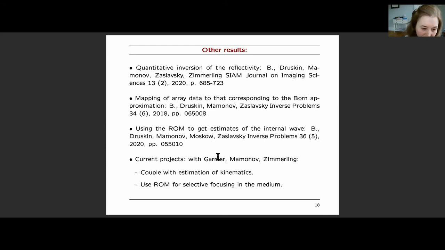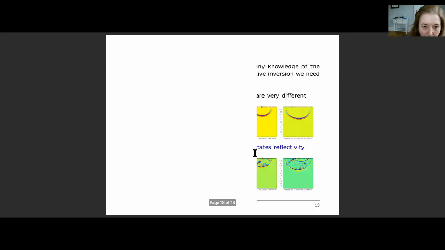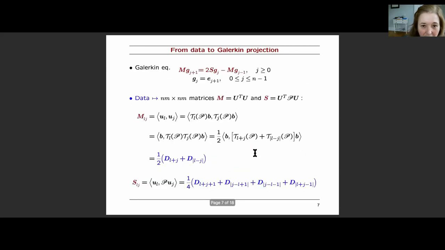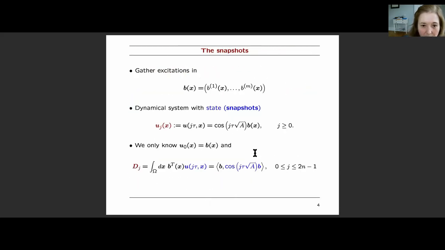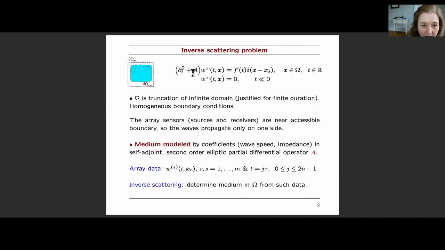What we are really more excited about now is work that we are doing with Garnier, Mamonov, and Zimmerling, where we have realized a slightly different ROM construction, not this propagator. In fact, we construct a reduced order model of the operator A itself, not the cosine of tau A. From that reduced order model, it looks like we can be quite successful in finding the smooth part of the wave speed, that is, the kinematics. That means we can have a complete approach using this reduced order model machinery for solving inverse scattering problems.